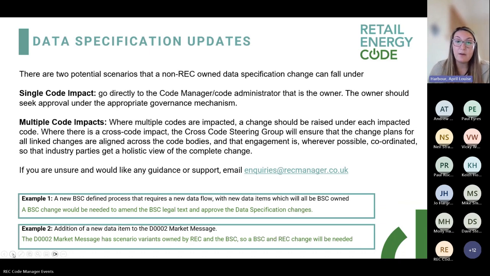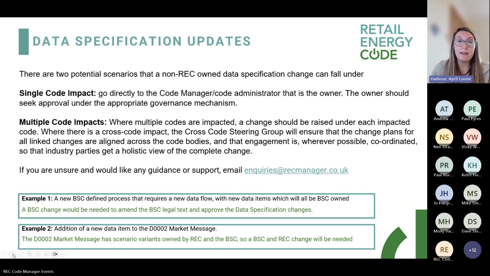We can see that as an example at the bottom of this slide in example 1. There's a new BSC defined process that requires a new data flow and new data items, and all of these will be BSC owned. So in this case, a BSC change would be needed to amend the legal text and approve any changes to the data specification. We also have the concept of multiple code impacts. These will be instances where multiple changes need to be raised under each of the impacted codes.